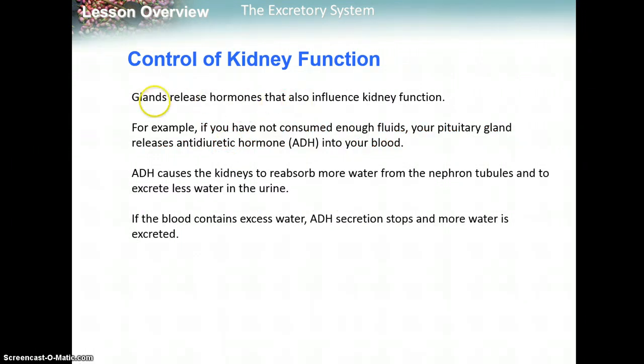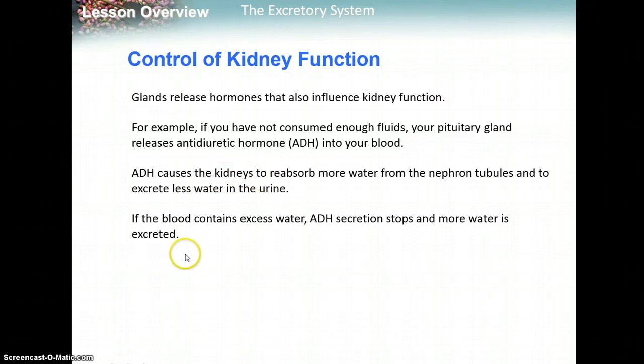Glands also release hormones that affect kidney function. For example, there's a hormone called antidiuretic hormone, ADH, that's released in your blood. ADH causes the kidneys to reabsorb more water from the nephron tubules, the part that we didn't get into. You don't have to know that. Oh, that's the part that's actually filtering. So ADH will cause the kidneys to absorb more water and excrete less water. You're not going to pee as much water out. You're going to reabsorb that water that your body needs.